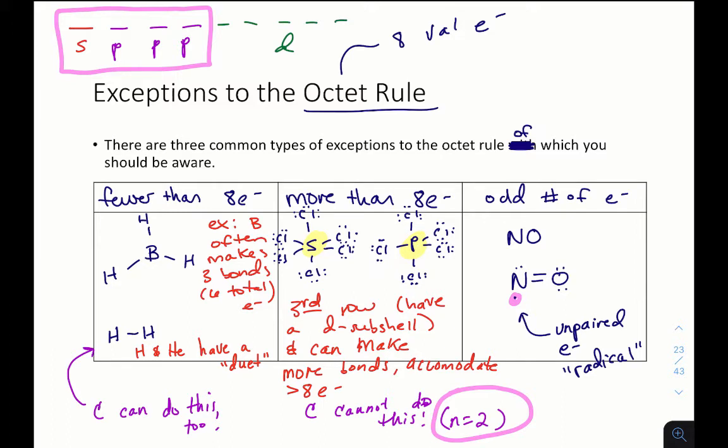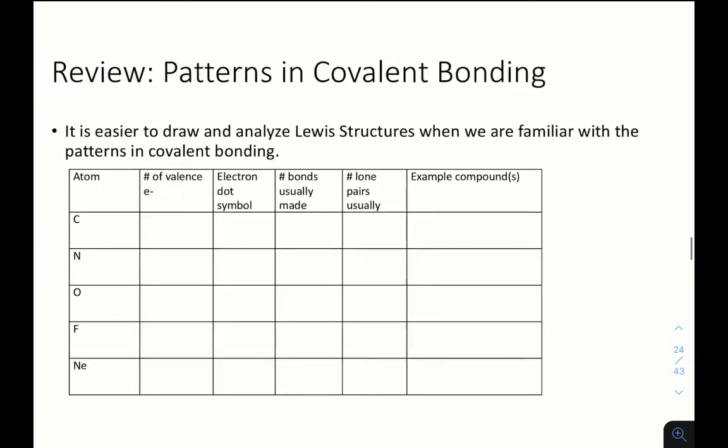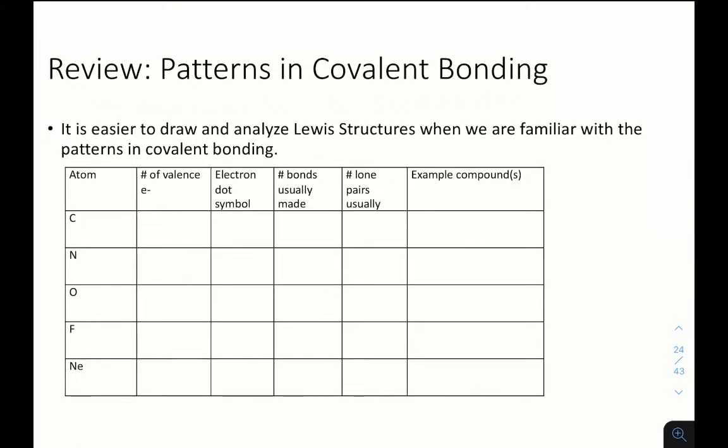We've gotten warmed up thinking about exceptions to the octet rule. Let's move on and continue warming up. Let's think about patterns in covalent bonding. It will be much easier for you to draw and analyze Lewis structures if you're familiar with the patterns in covalent bonding. Please pause and see if you can fill this table out yourself. I'll give you an example though.